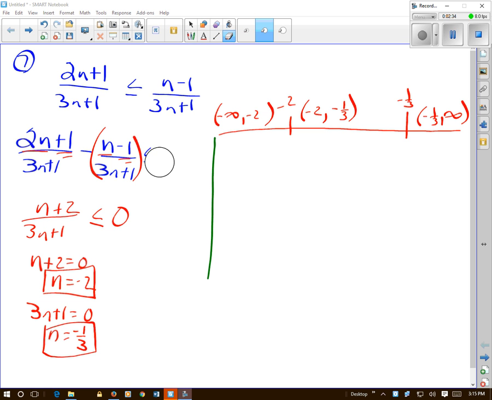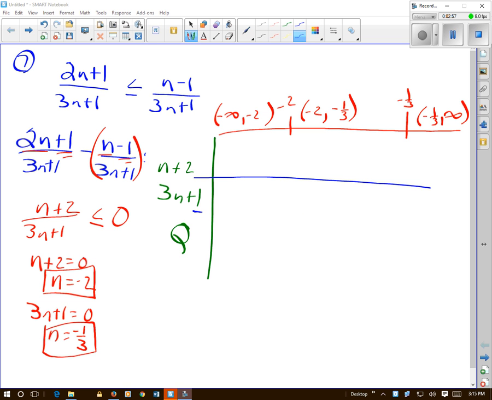Along the left side, I want my two expressions that are part of this whole thing. So that's the n plus 2 and the 3n plus 1. And then we have the quotient of those two. And now we go through and pick values within each interval to test this.